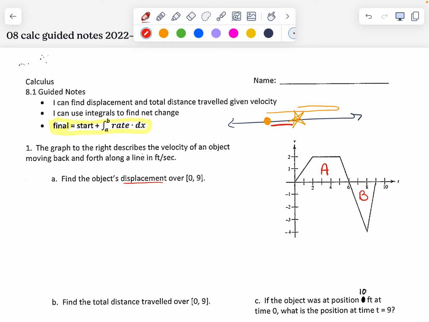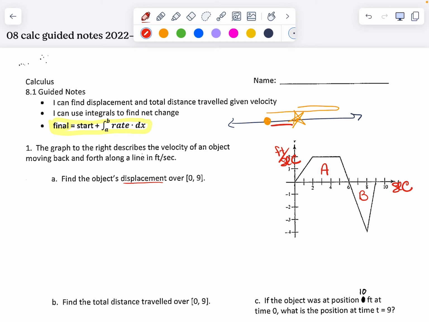Also, just to help myself with all my units and understanding what's going on, the velocity is in feet per second. Those are my y values. And time is in seconds. Those are my x values.